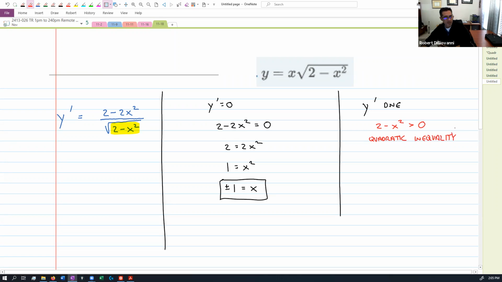And there's a method to solve a quadratic inequality, and it is not this. It is not you move the x squared over and then take the square root of both sides. That is not the way you solve a quadratic inequality. That's how you get yourself into trouble. So the way to solve a quadratic inequality is to do this.